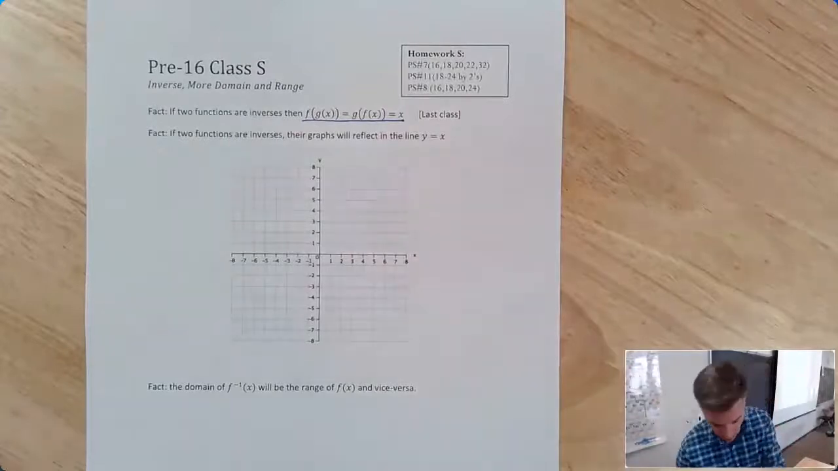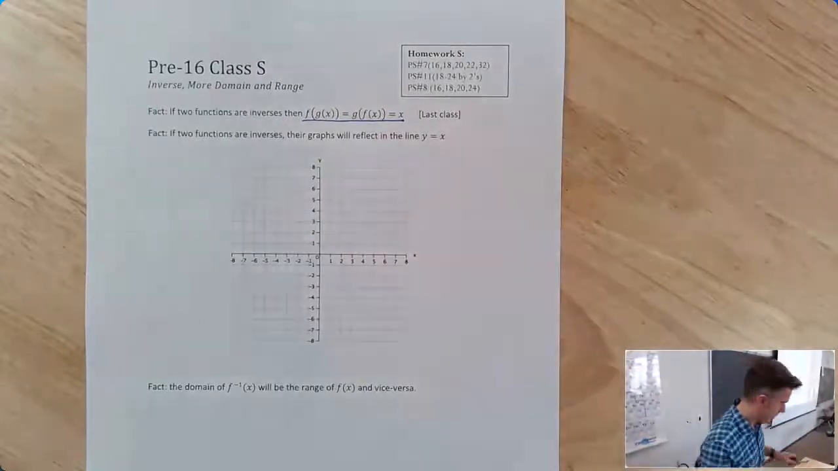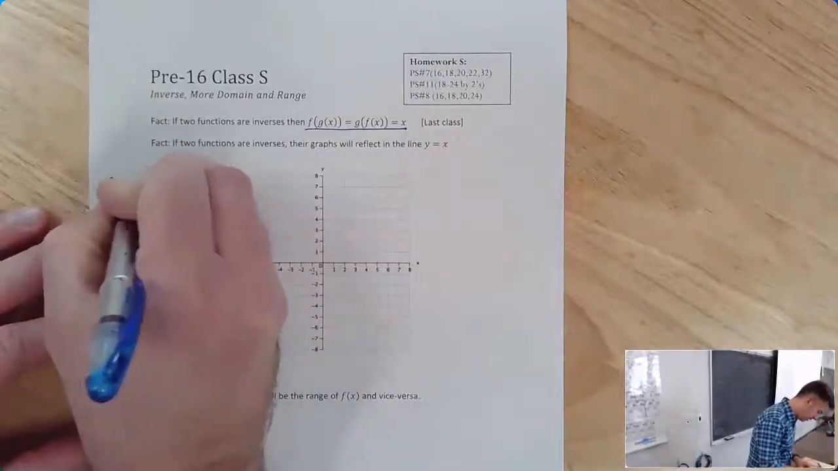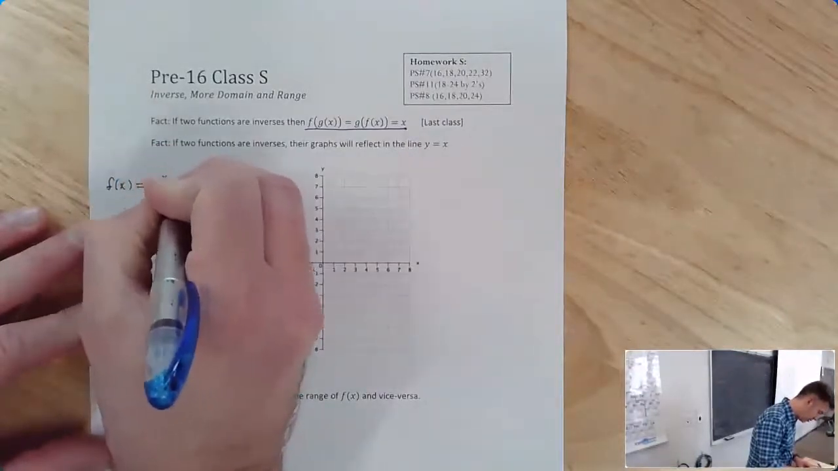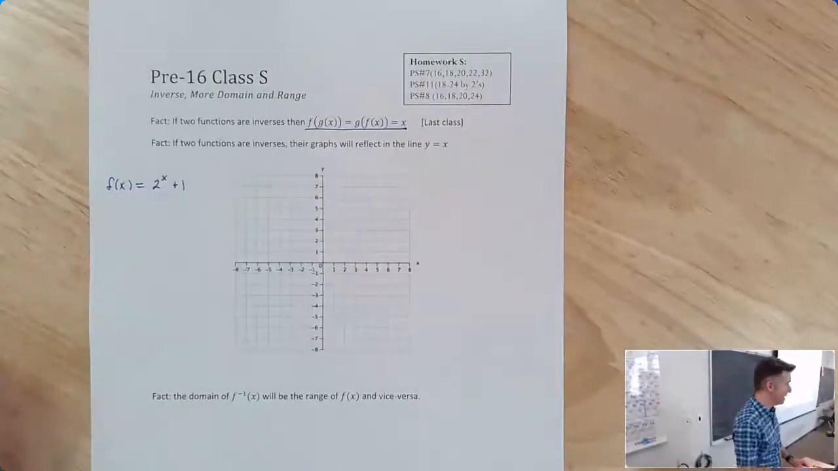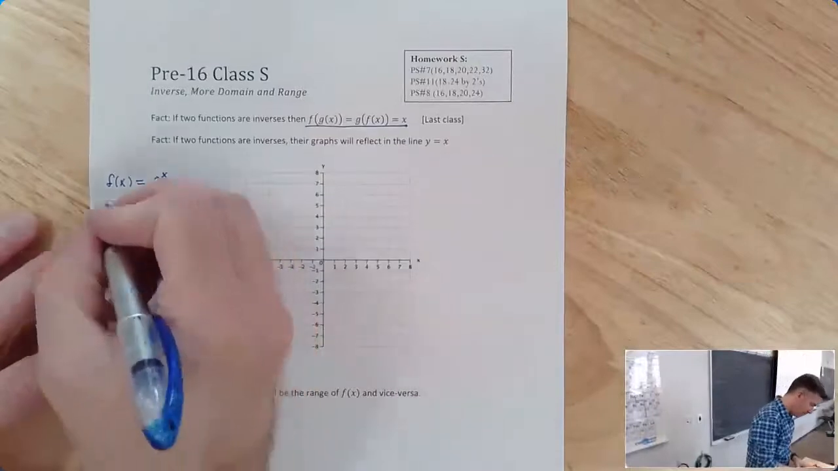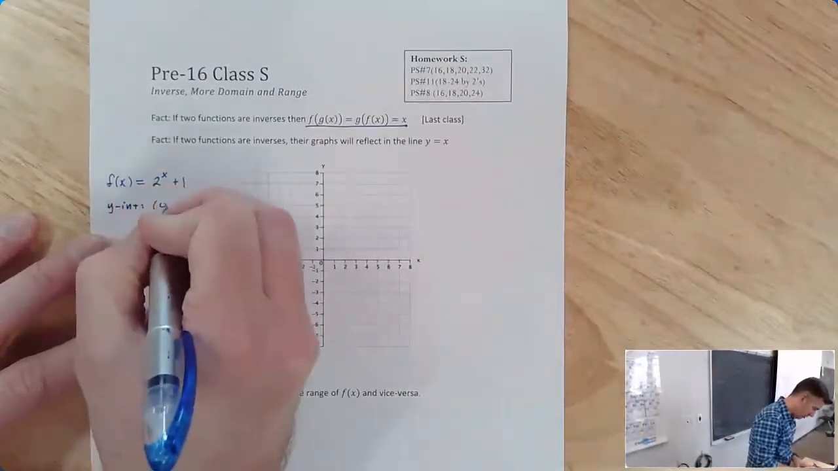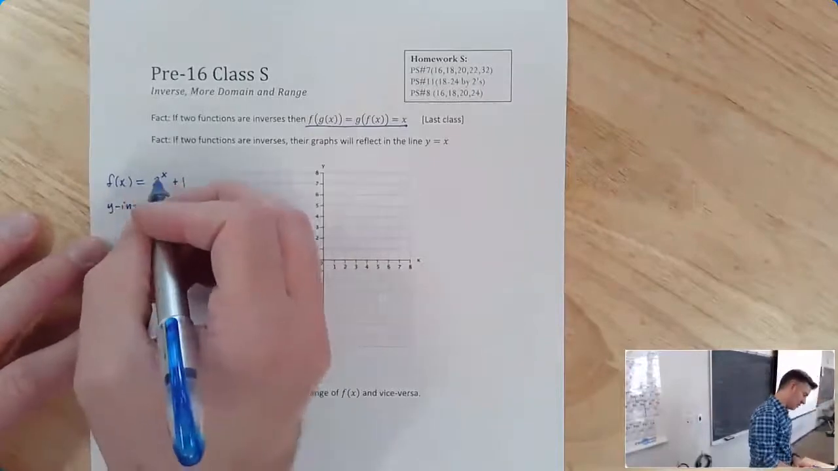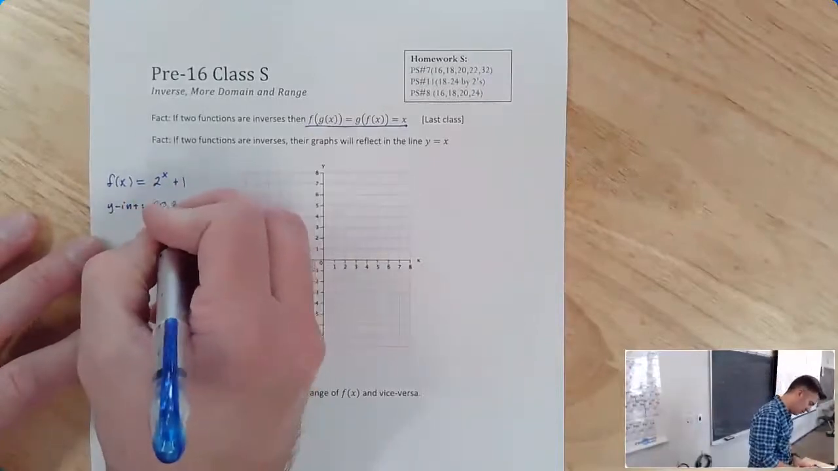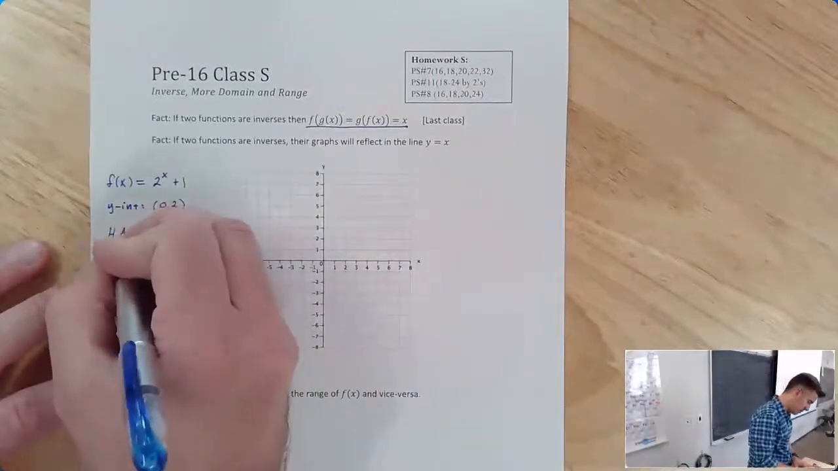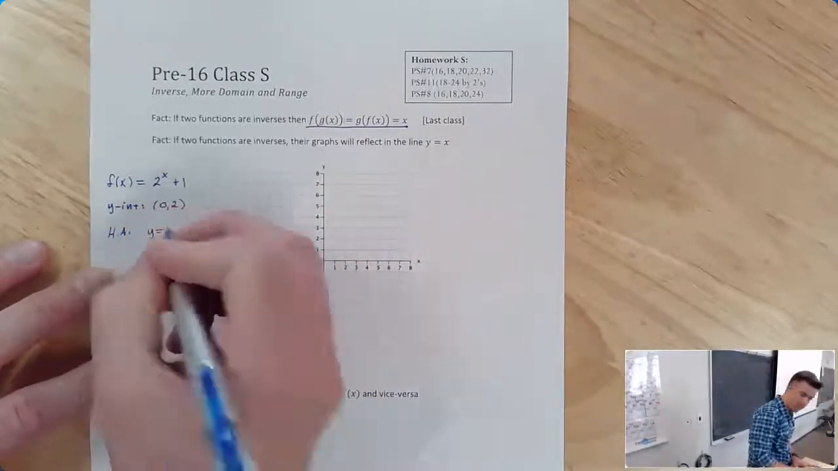Let's look at an example. Let's look at the function f of x equal to 2 to the x plus 1, which is a nice exponential function that's been shifted up by 1. This function is going to have a y-intercept of 0, 2, by plugging in 0: 2 to the 0 is 1, 1 plus 1 is 2. And it's going to have a horizontal asymptote, shifted up by 1, of y equal to 1.